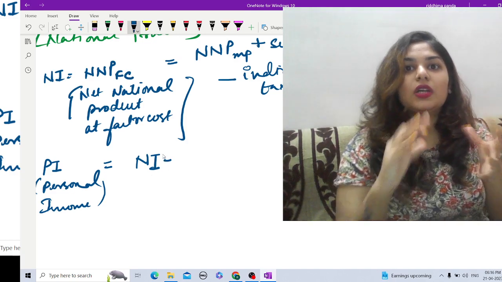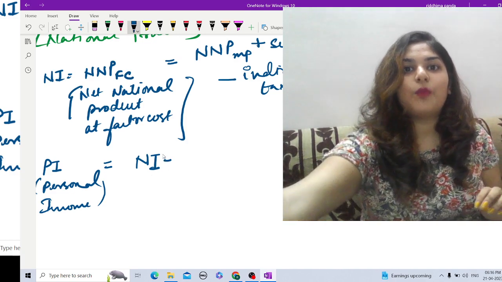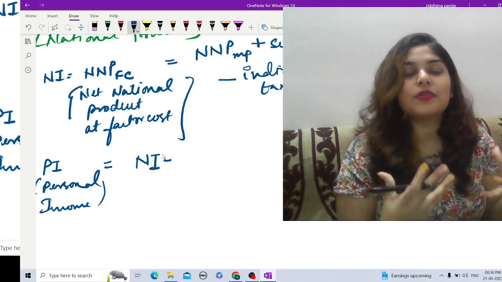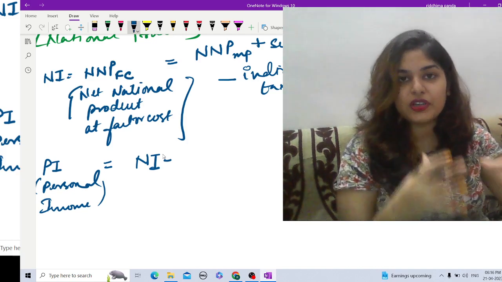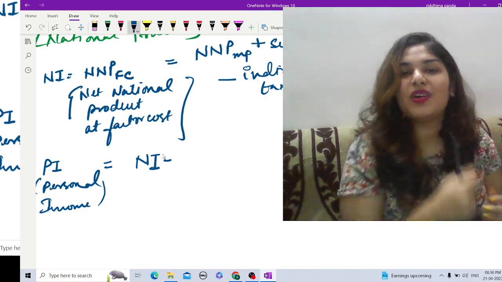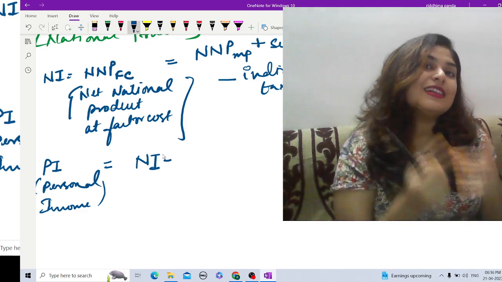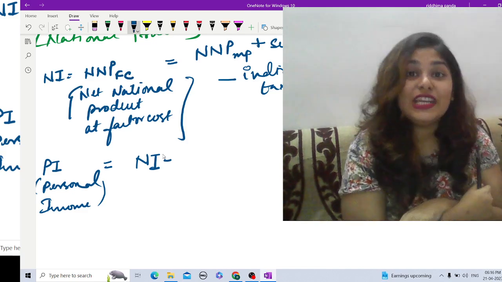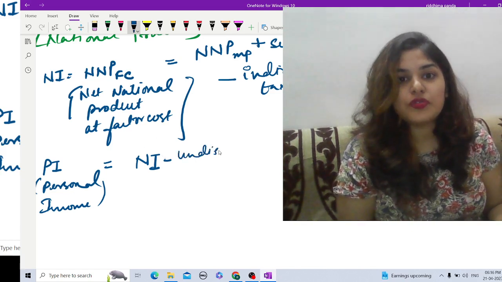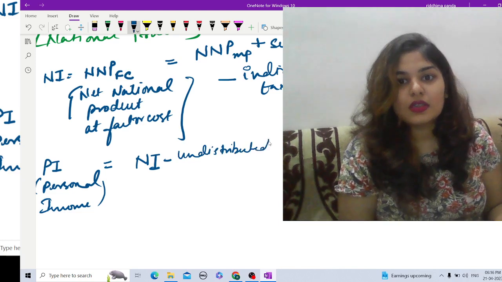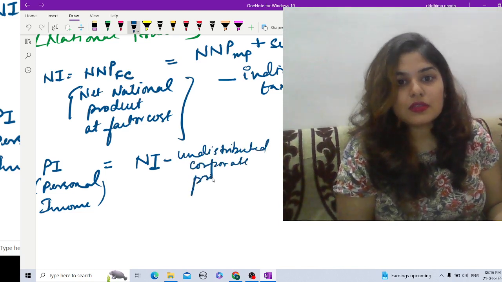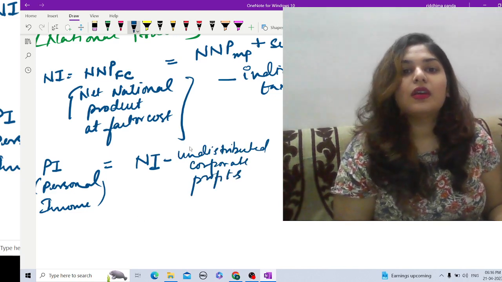First one is all the group earning points, right? For example, corporate profits, the undistributed corporate profits, that is the profit of the organization, and that we have to subtract from the national income of the individual because I'm going to consider the personal income of the individual. That's why. So national income minus undistributed corporate profits. Okay, this is one.